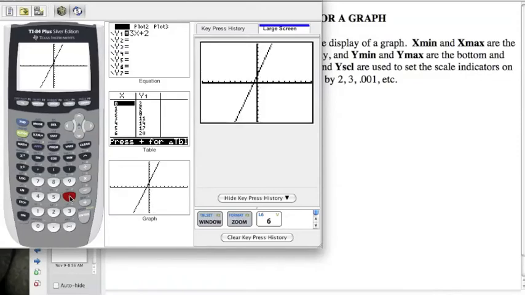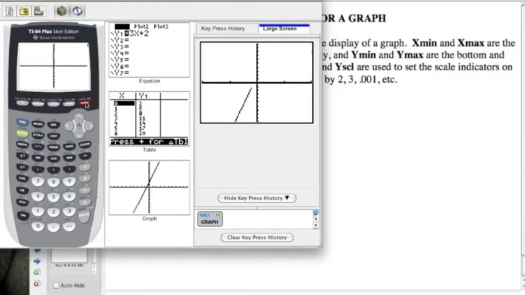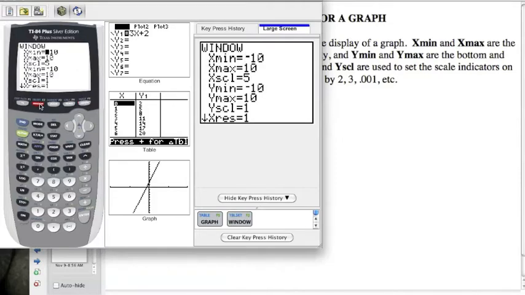And now let's talk about these scales here. The x scale basically says how much each tick mark represents. So if I were to change that to 5, now every tick mark on the x-axis represents 5. To get from -10 to +10, I have a tick mark at -10, a tick mark at -5, 0 is where the y-axis is, then a tick mark at positive 5 and a tick mark at positive 10. So each tick mark represents 5. That's what the x scale does.